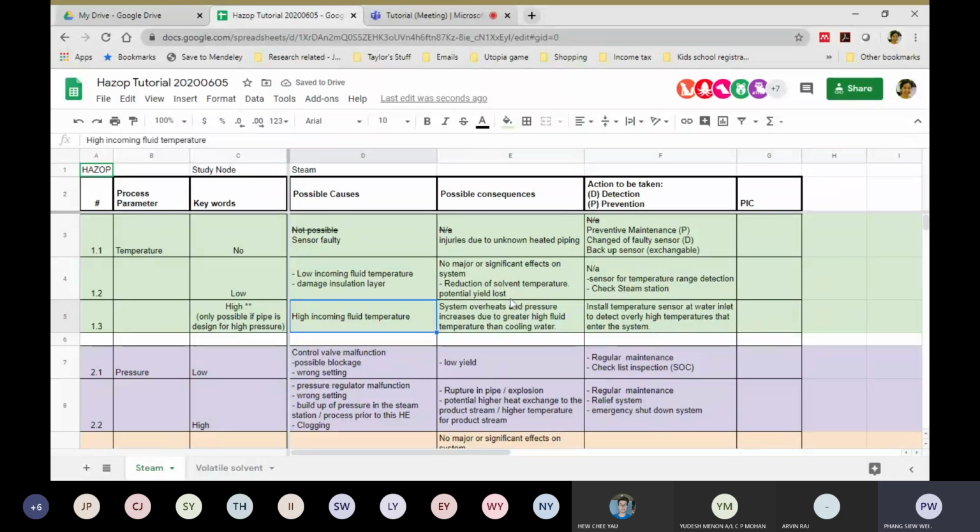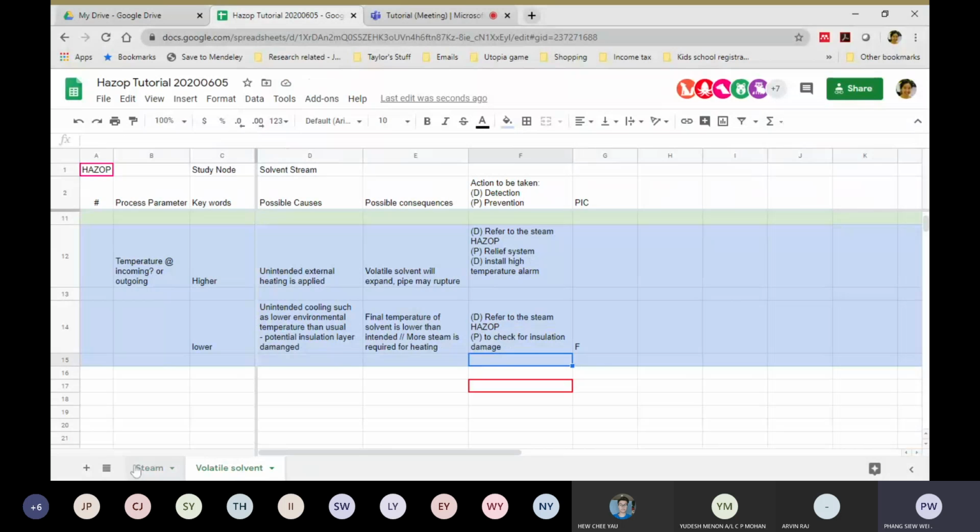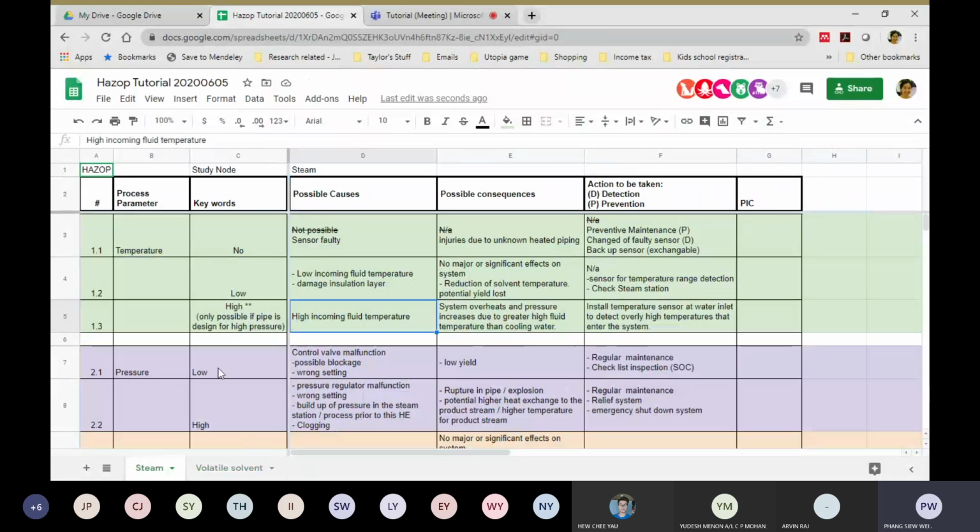So when we do HAZOP, we always go back and forth. If let's say we have an idea here, then we realize, hey, that can be applied in here. That's where we will do that. Any questions regarding how we conduct HAZOPs? Because this is important. Because in your assignment 1, you have to submit a report that has a HAZOP in there as well.